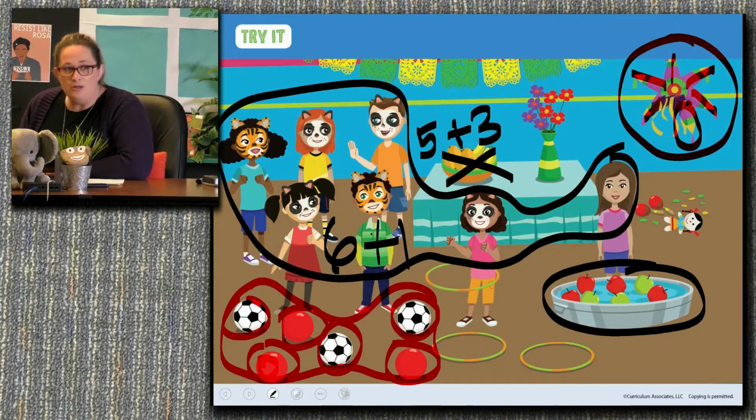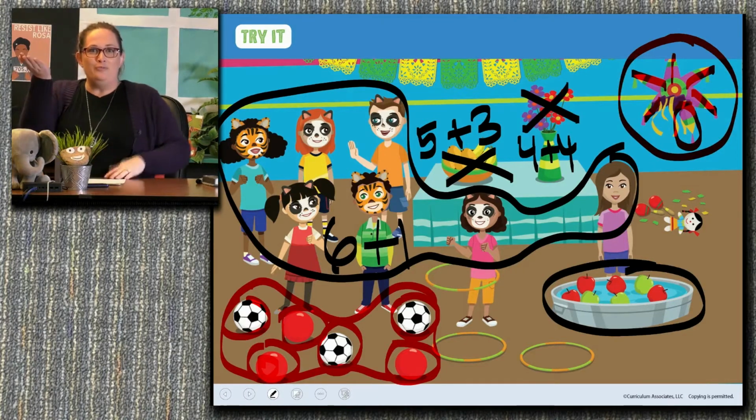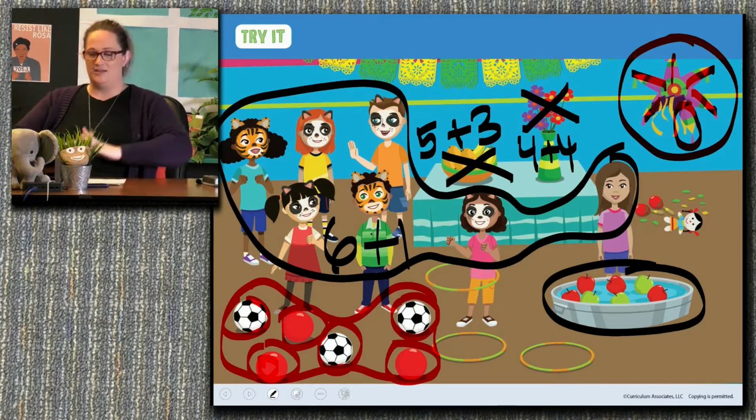Wait, what was that, Mabel? You see another 8 on the table? What do you see? 4 purple flowers and 4 red flowers. So 4 plus 4 is 8. Let's do it. 4 plus 4 is 8.